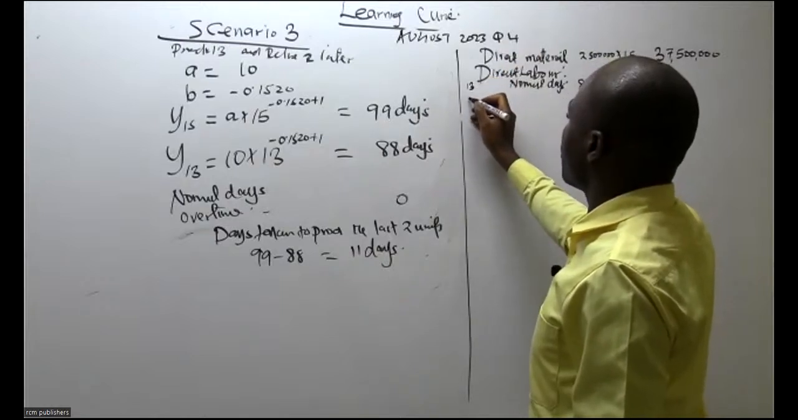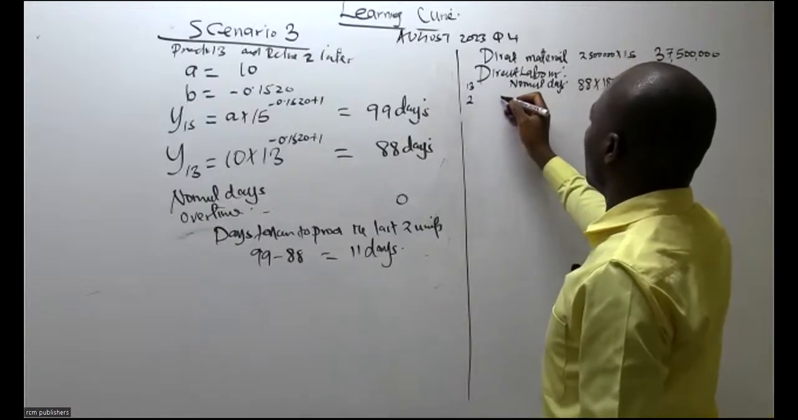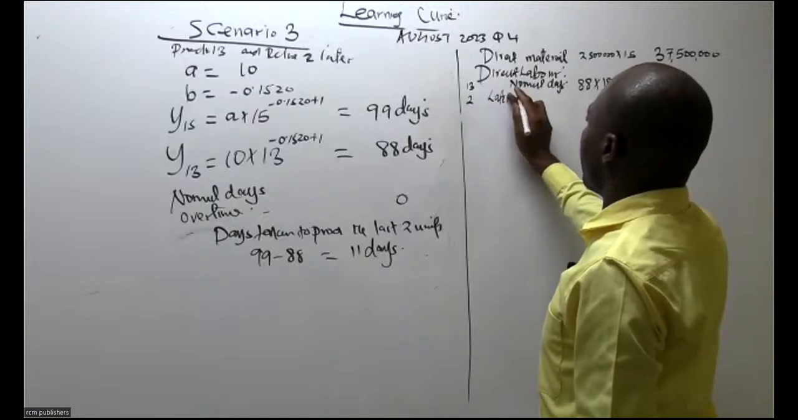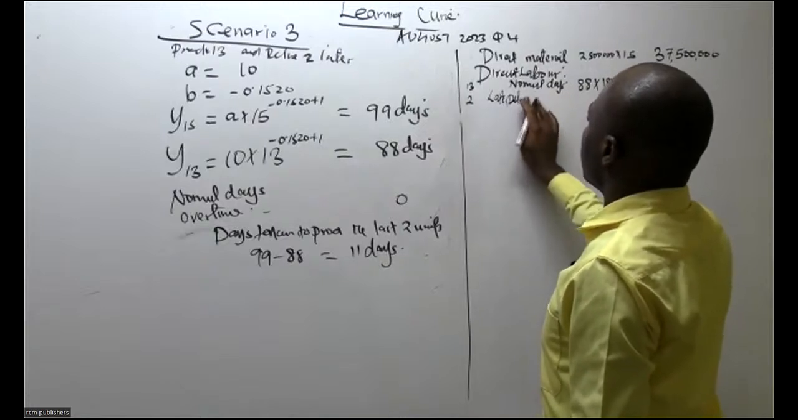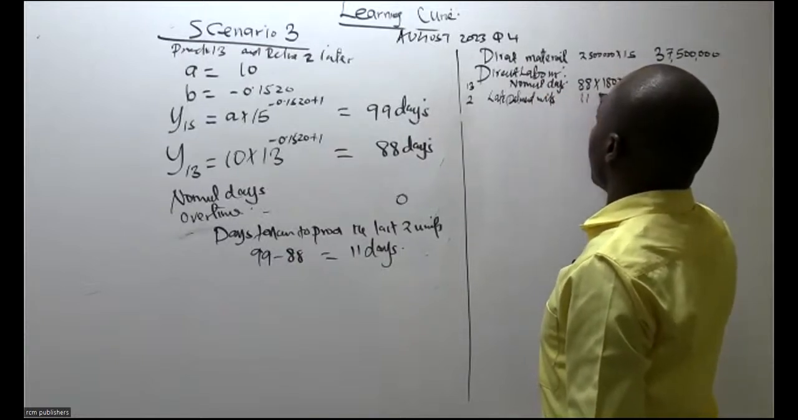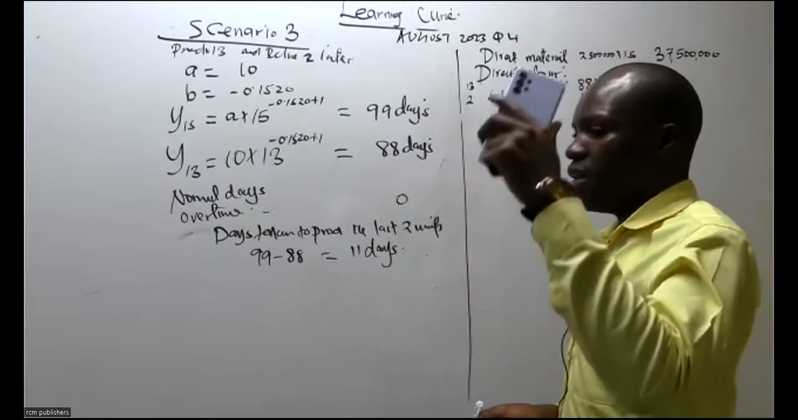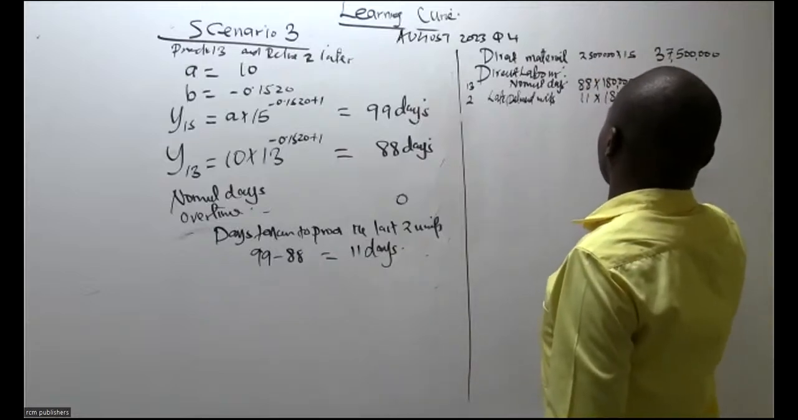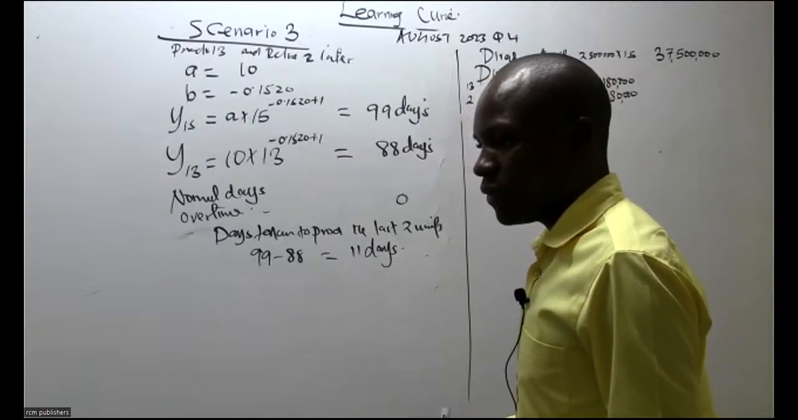Then the last 2 units, the late delivery units, they are taking 11 days, and it is not within the overtime. It is still within the normal working days. Times 180,000. I'm told it is 1584.